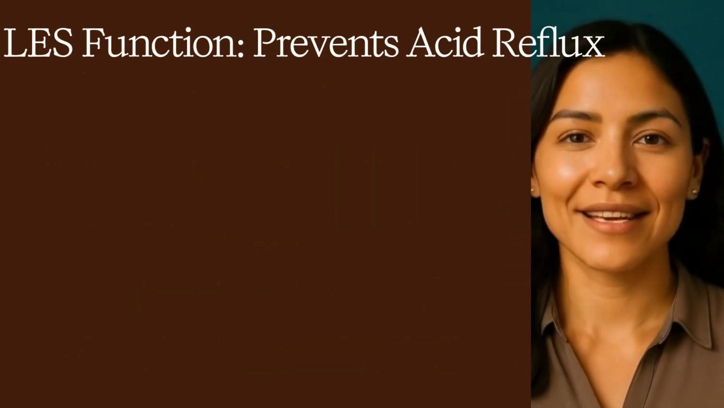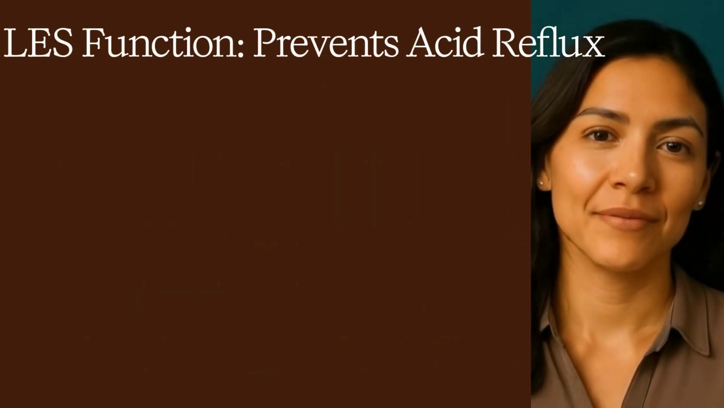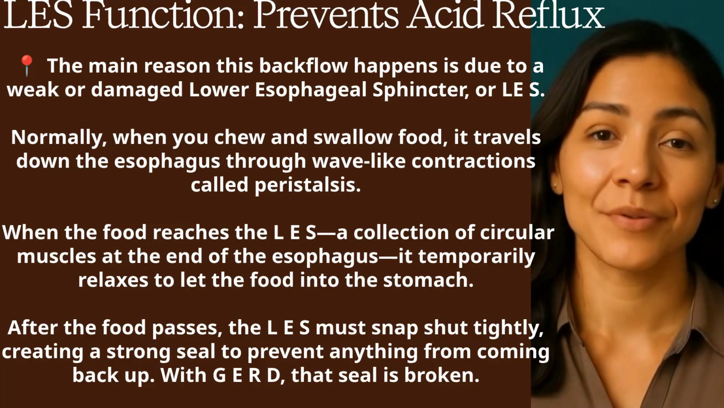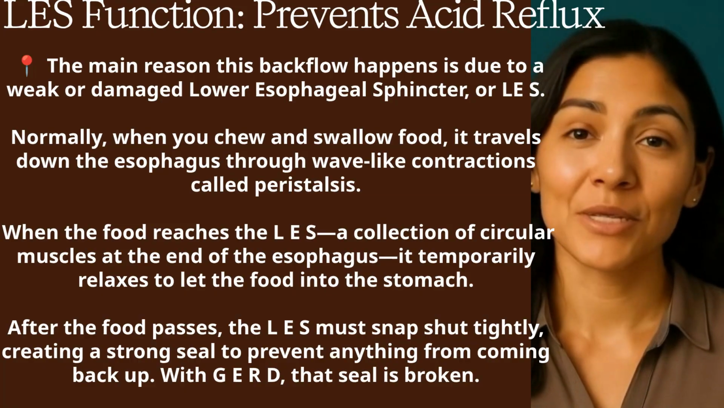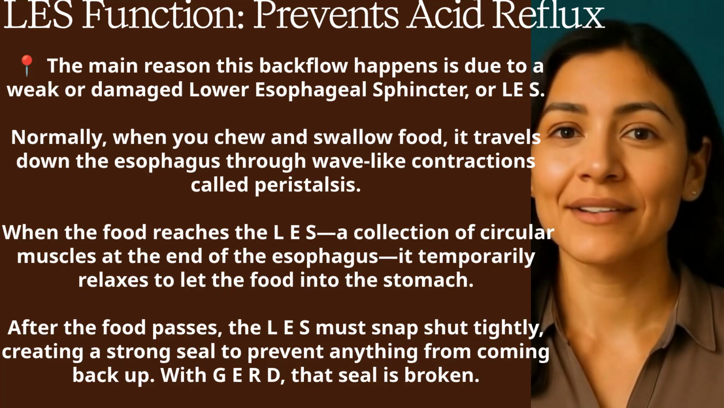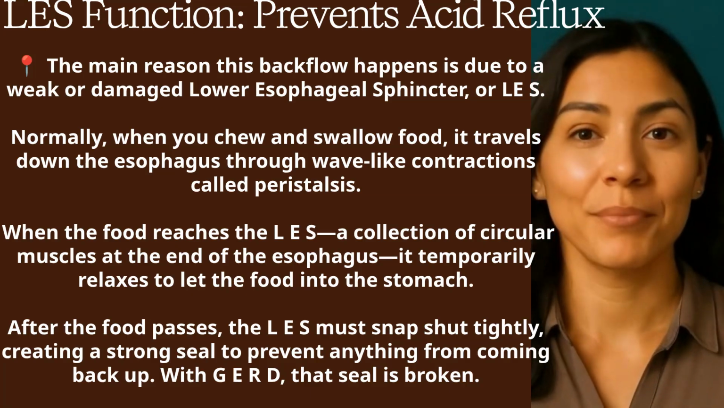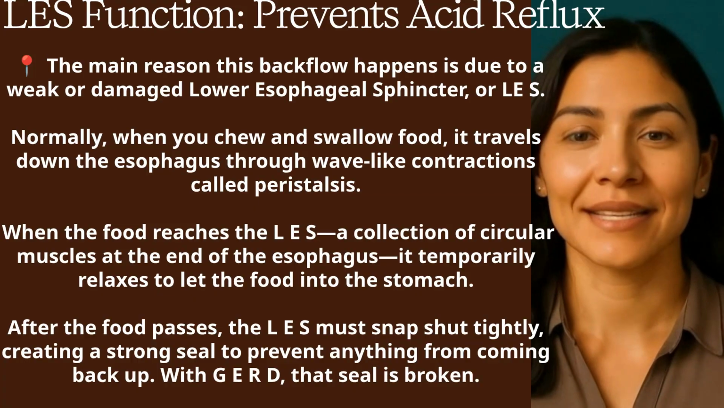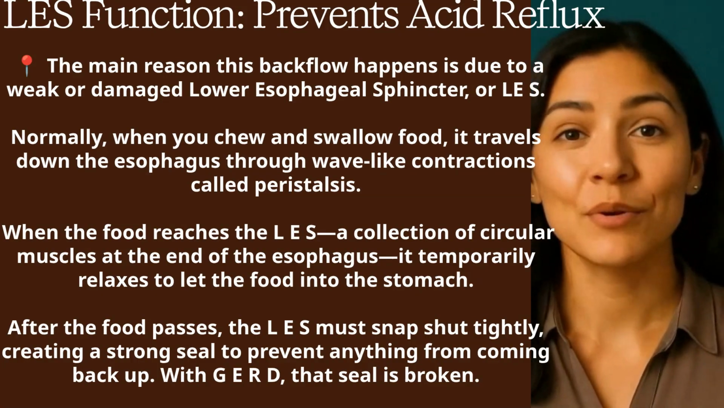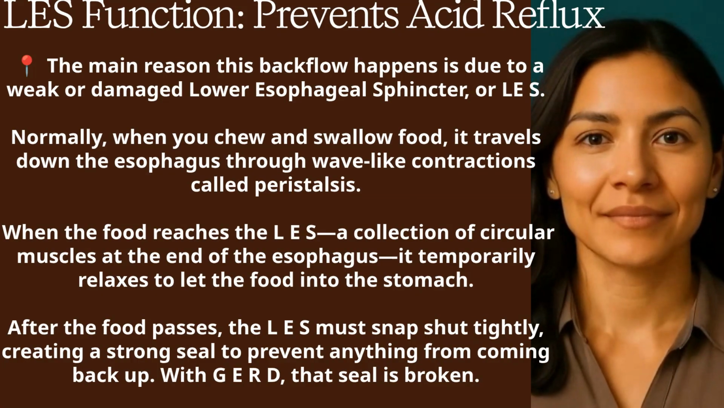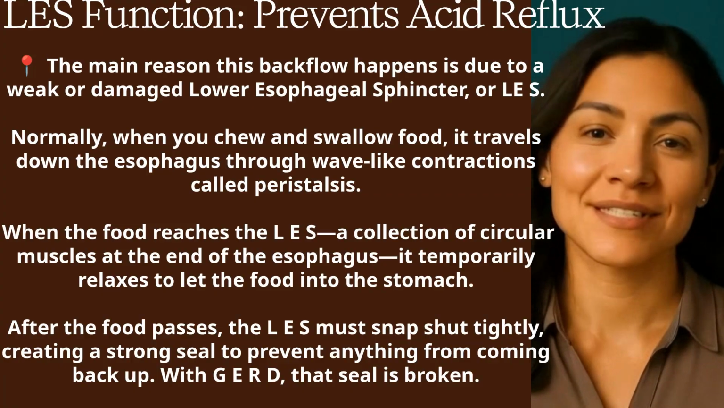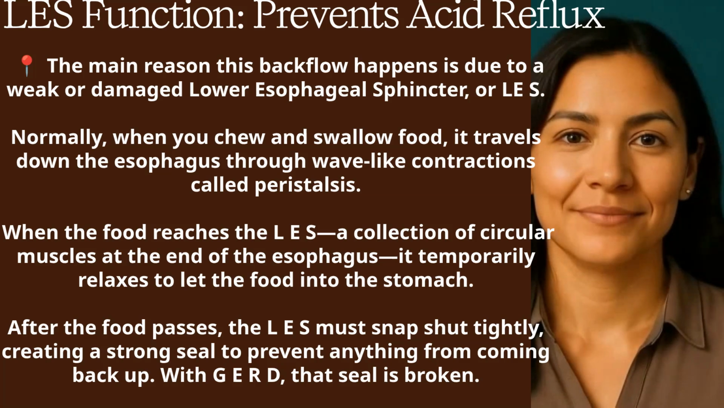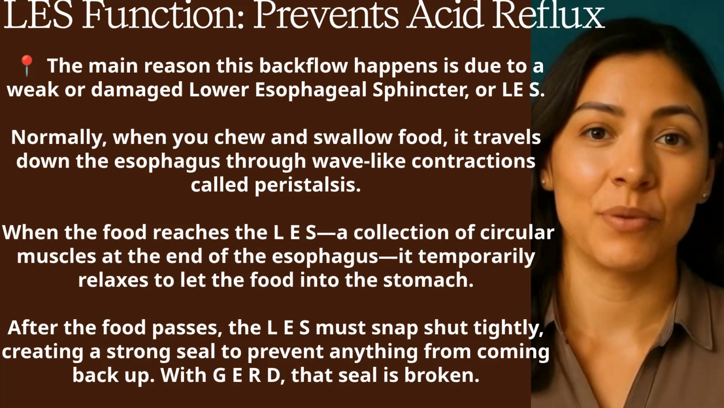Part 2. The role of the LES, lower esophageal sphincter. The main reason this backflow happens is due to a weak or damaged lower esophageal sphincter, or LES. Normally, when you chew and swallow food, it travels down the esophagus through wave-like contractions called peristalsis. When the food reaches the LES, a collection of circular muscles at the end of the esophagus, it temporarily relaxes to let the food into the stomach. After the food passes, the LES must snap shut tightly, creating a strong seal to prevent anything from coming back up. With GERD, that seal is broken.